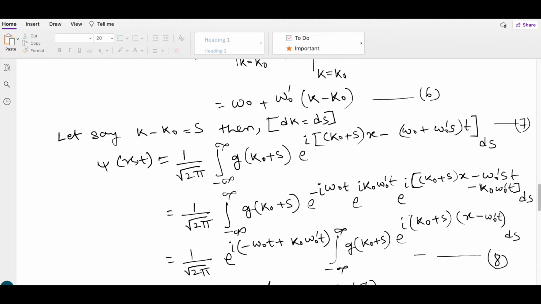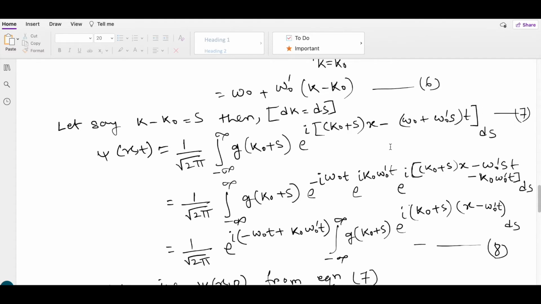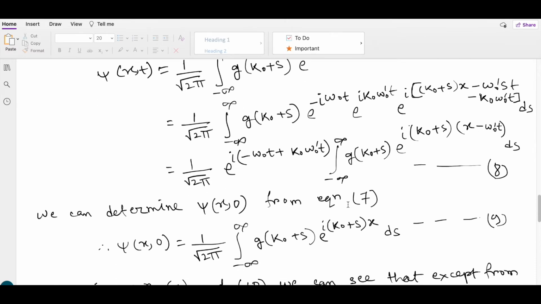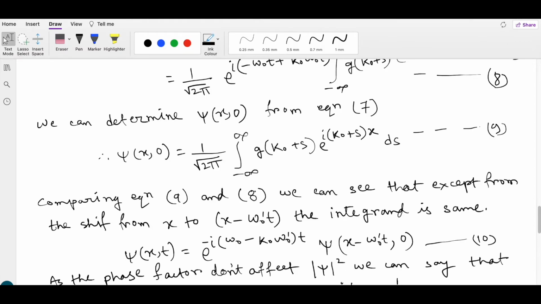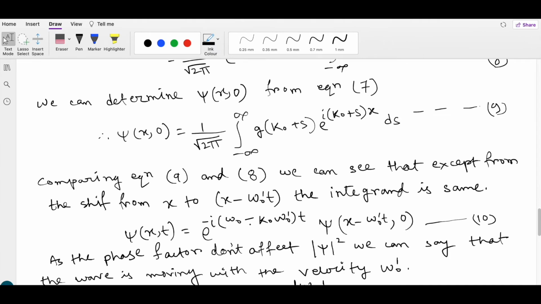From equation 7, if we put t equals 0, we get the wave function at t equals 0 as 1 by root 2 pi integration g(k naught plus s) e to the power i (k naught plus s) x ds. If we compare equation 9 and 8, we can see that except for the shift from x to x minus omega naught prime t, the integrand is the same. So we can write psi(x,t) as the phase term times psi(x minus omega naught prime t, 0).